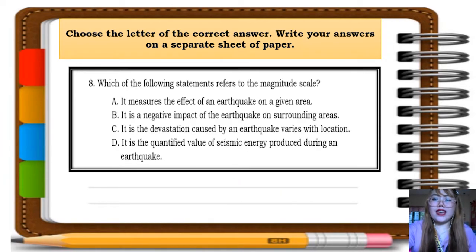Number 8. Which of the following statements refers to the magnitude scale? A. It measures the effect of an earthquake on a given area. B. It is a negative impact of the earthquake on surrounding areas. Letter C. It is the devastation caused by an earthquake varies with location. Or letter D. It is the quantified value of seismic energy produced during an earthquake. Answer: letter D.